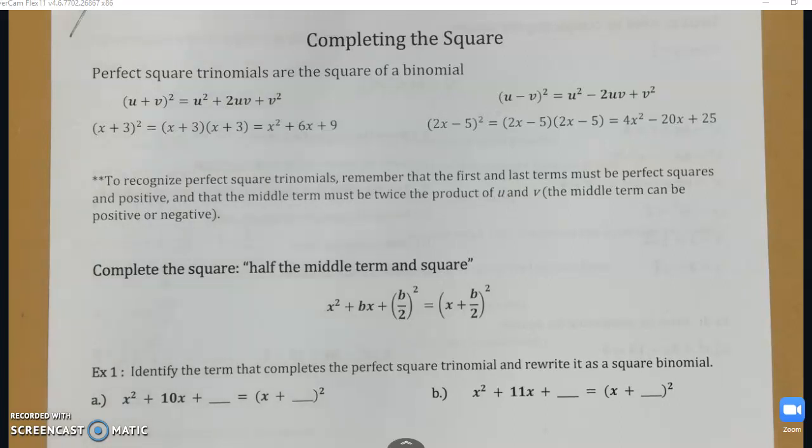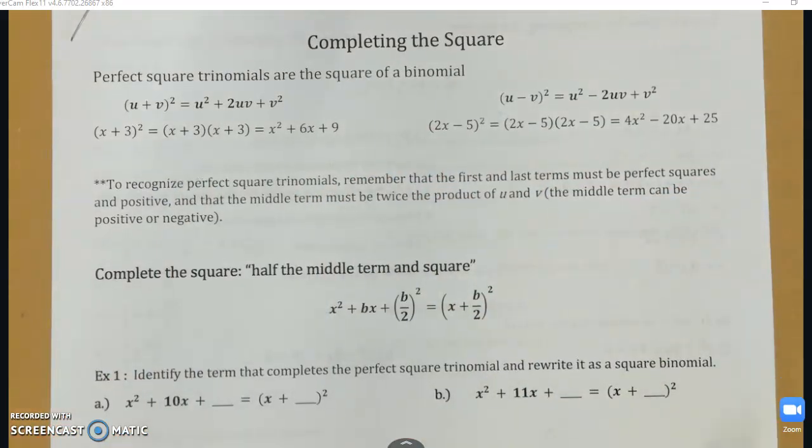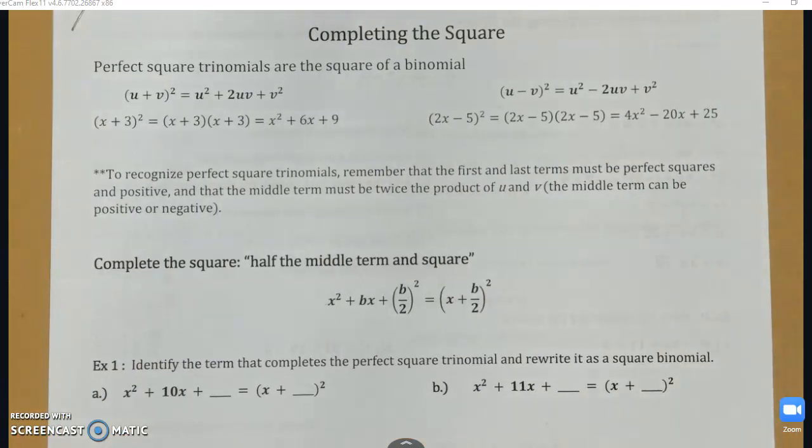So x plus a number squared or x minus a number squared, when we FOIL that binomial and we end up with a trinomial, that is called a perfect square trinomial. So these are some examples below here. And when we're recognizing perfect square trinomials, our first and last terms are always going to be perfect squares and positive, and the middle term is going to be twice the product of the other two.